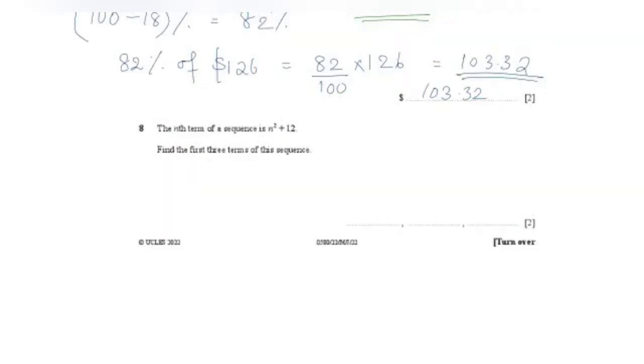Moving on to question 8. The nth term of a sequence is given by the expression n square plus 12. Find the first three terms of the sequence. So in order to find the terms, we simply replace n with the position values. That is, in order to find the term at position 1, we replace n with 1. Replacing n with 2 gives the term at position 2 and replacing n with 3 gives the term at position 3. So let us find the values.